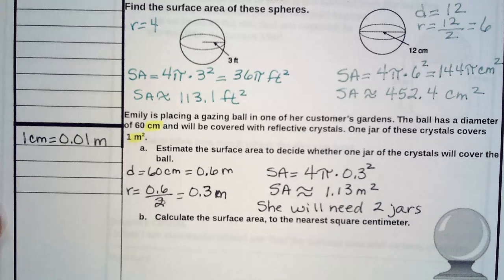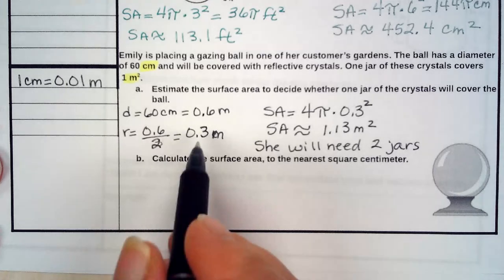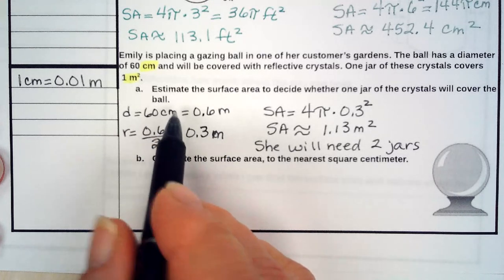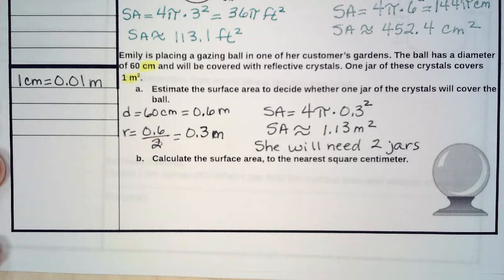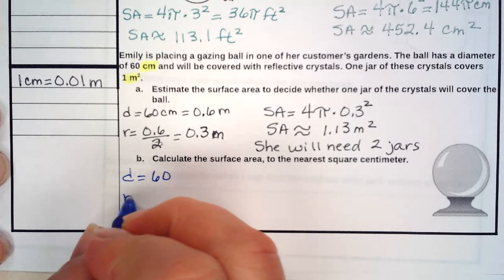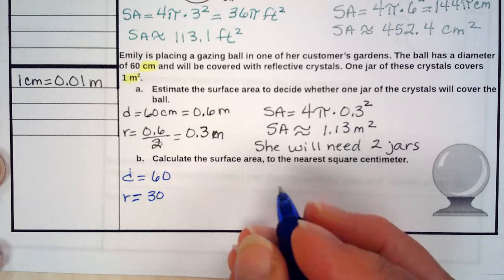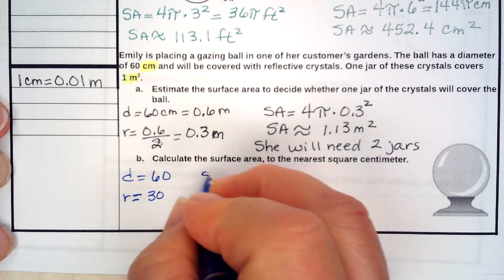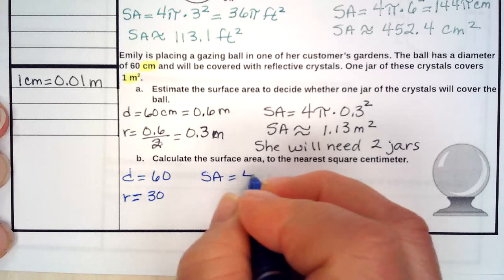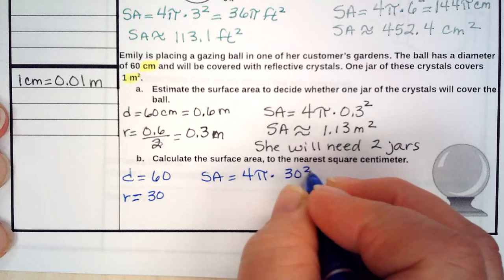Okay, now we're supposed to calculate the surface area to the nearest square centimeter. So this time, we don't need to do the conversion because we know what the diameter is in centimeters. Half of 60 is 30. So we can do our surface area is 4 pi times 30 squared.